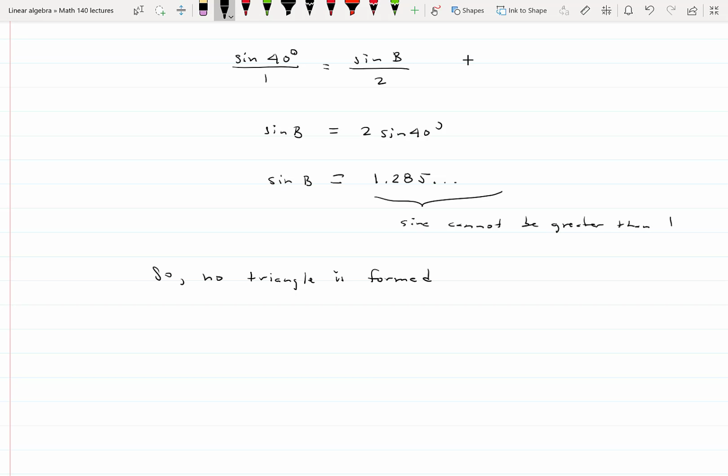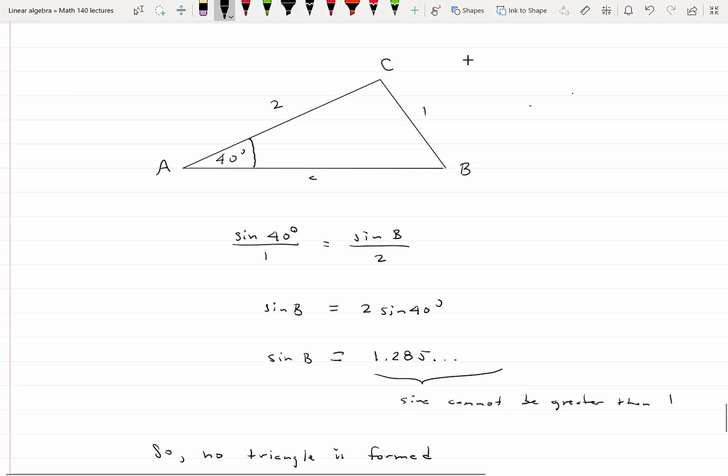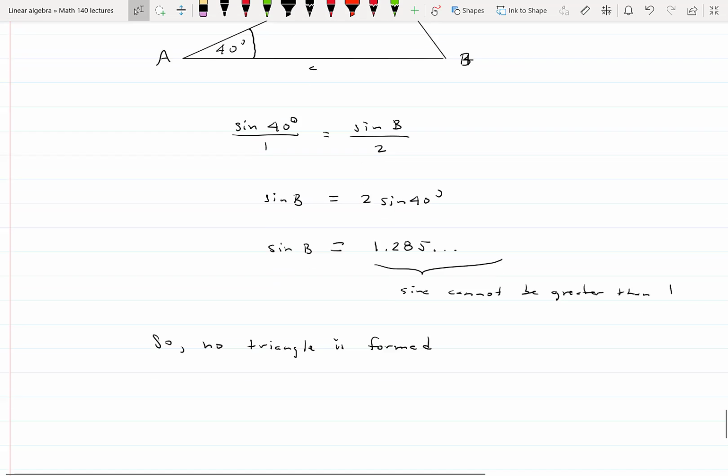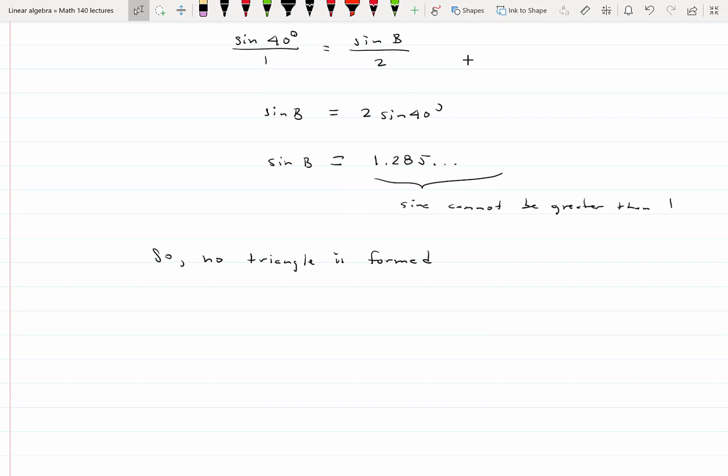Okay, it's not a difficult case. When you end up with the sine of the angle opposite that angle A that you put in the lower left-hand corner, the sine of the angle in the lower right-hand corner is more than 1. There's no triangle formed, and you stop. That's the answer. There's no triangle possible.